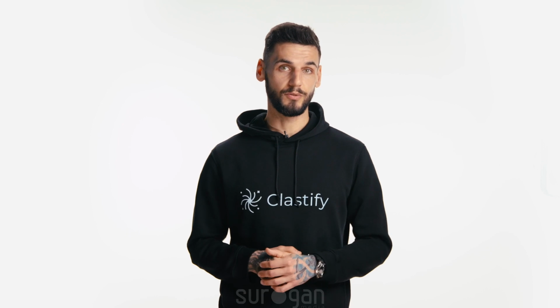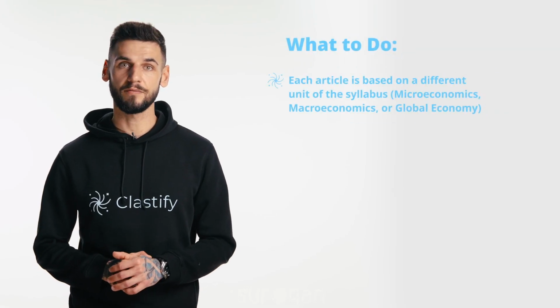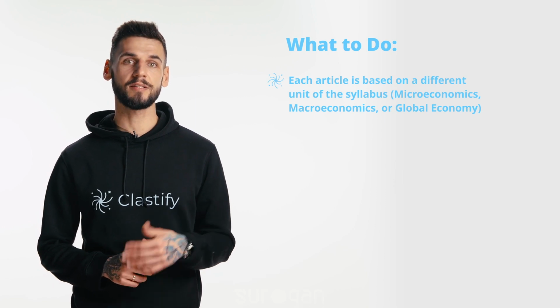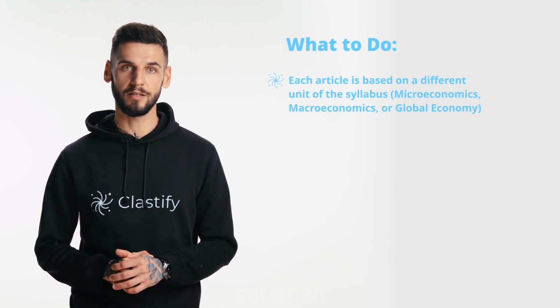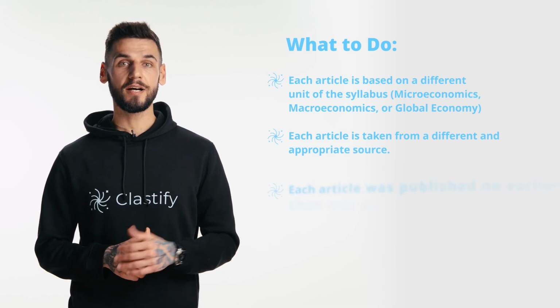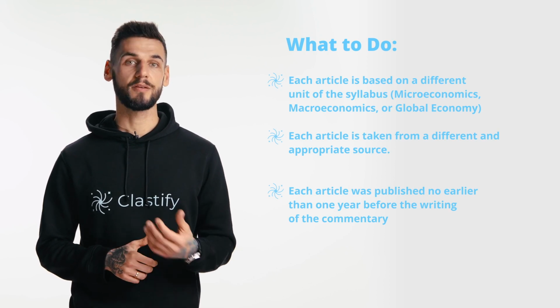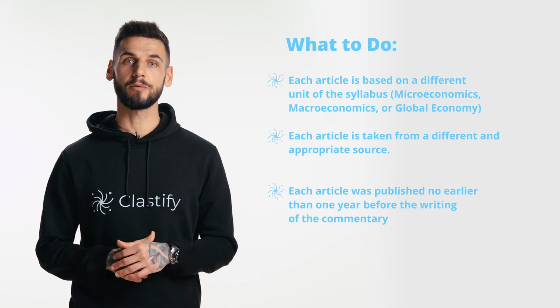So what exactly to do here? Here's the checklist. Each article is based on a different unit of the syllabus: microeconomics, macroeconomics, or global economy. Each article is taken from a different and appropriate source. Each article was published no earlier than 1 year before the writing of the commentary. There's 1 point to score for each of the rubric requirements.